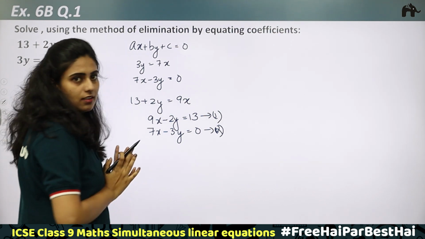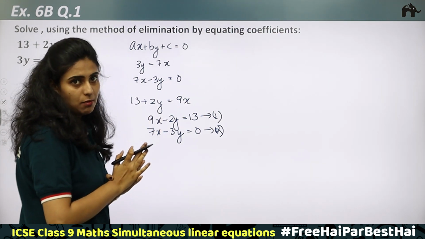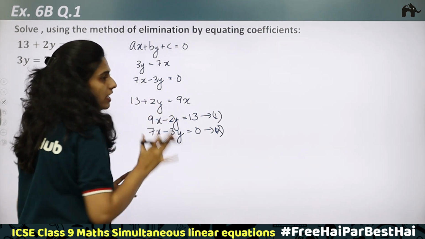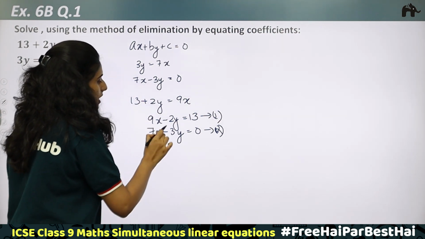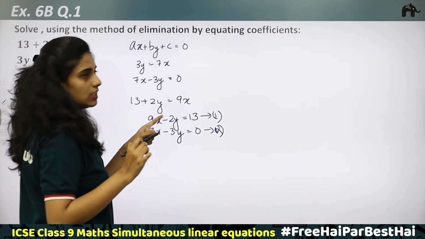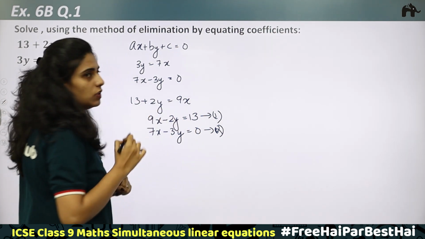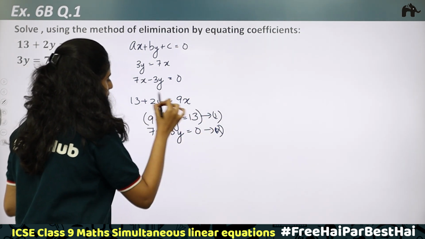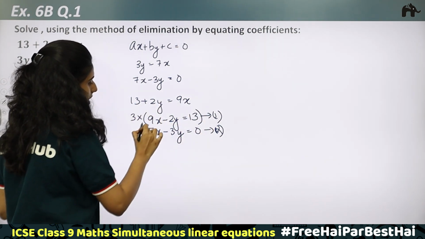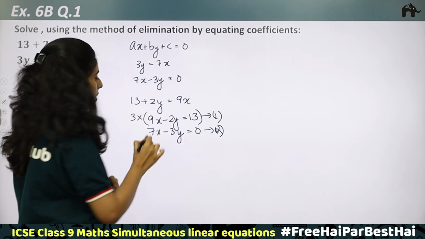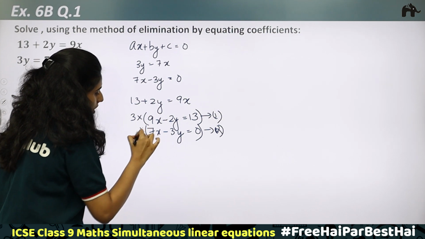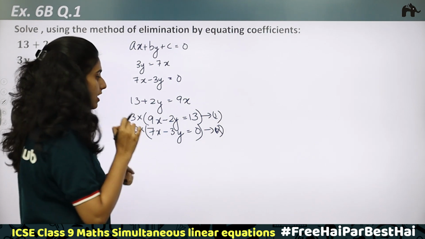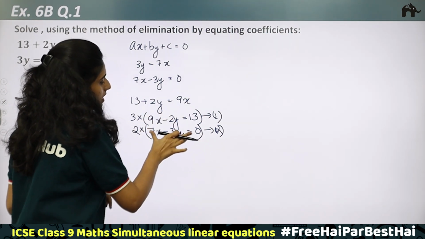What can be done? Here we have to find a suitable number. By multiplying with that number, the coefficient of either x or y should become same in both the equations. So here if I am multiplying the first equation with 3 and the second equation with 2, we can make the coefficient of y same. Okay. So throughout the first equation I am multiplying with 3. Throughout the second equation, I am multiplying with 2. That is, the coefficient of y in the first equation we are taking and multiplying throughout the second equation.